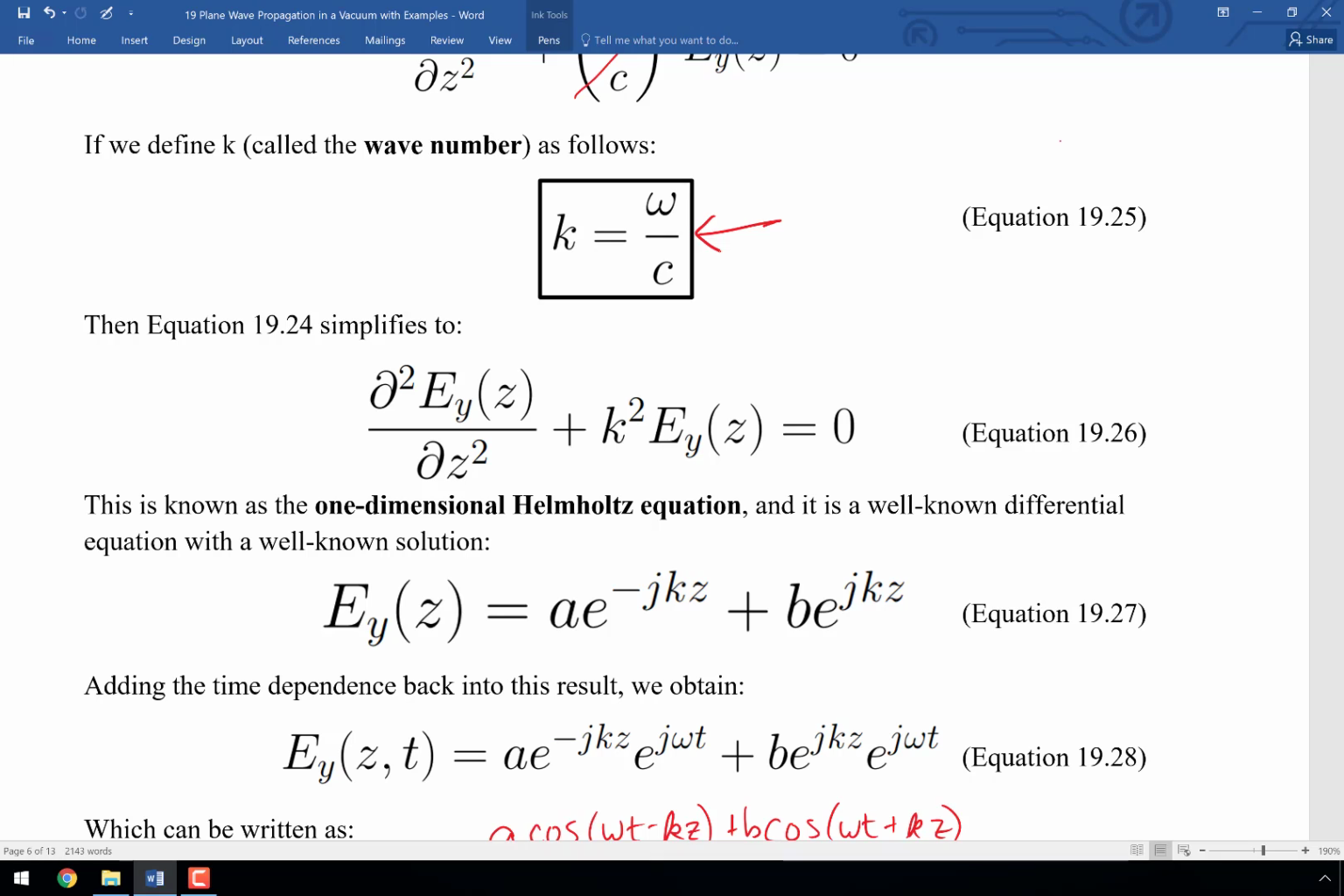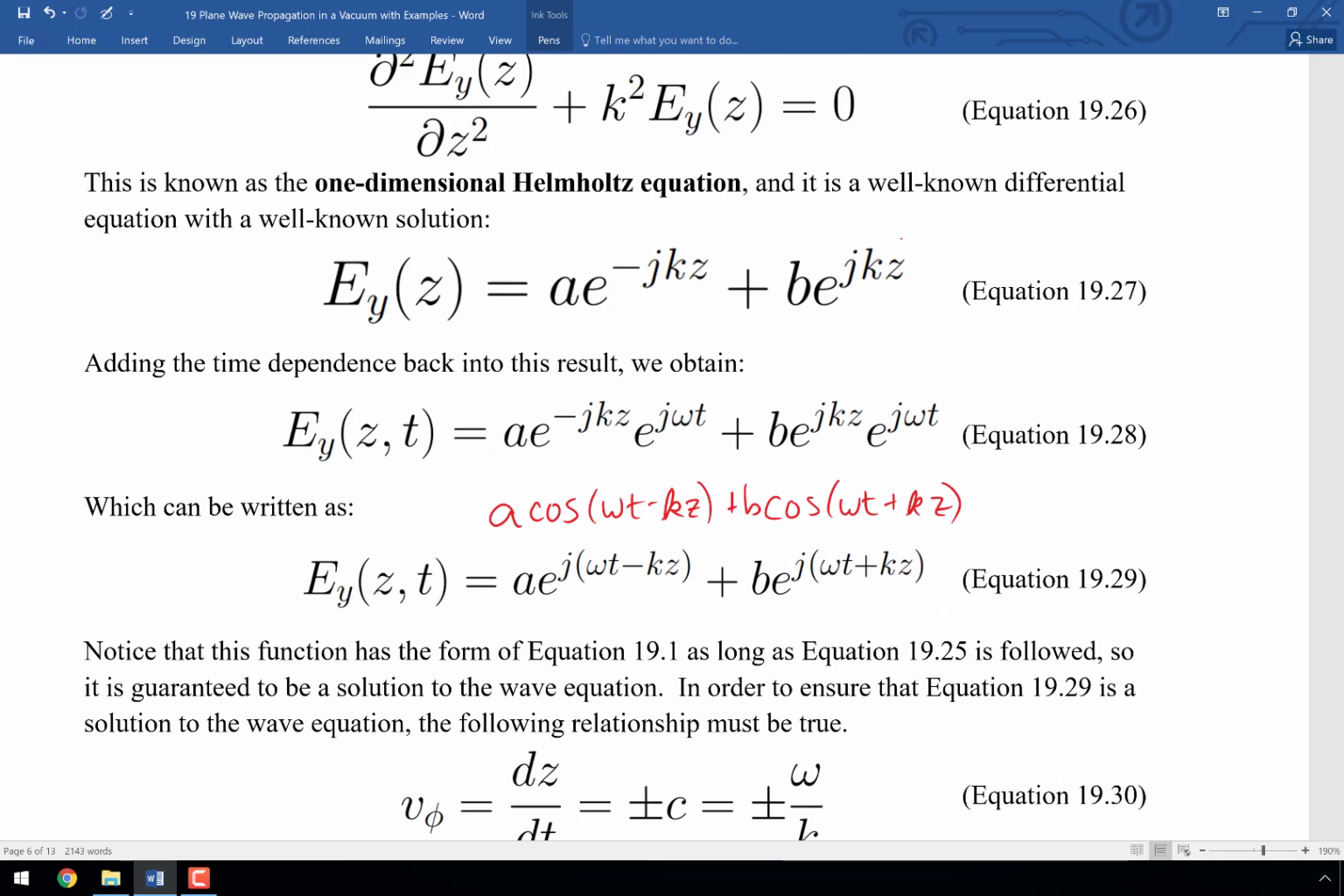That the wave number, which really describes the spatial variation of the wave, has to be equal to omega, which is the time variation of the wave, divided by c. So you could also think of it as the velocity, the speed of propagation, which is provided to us, has to tie together how the spatial variation changes along with how the time variation changes. So we have a relationship here between space and time and velocity, and that must be satisfied. So this must be true. And if it is true, then this will satisfy the wave equation. If it's not true, then it won't satisfy the wave equation.